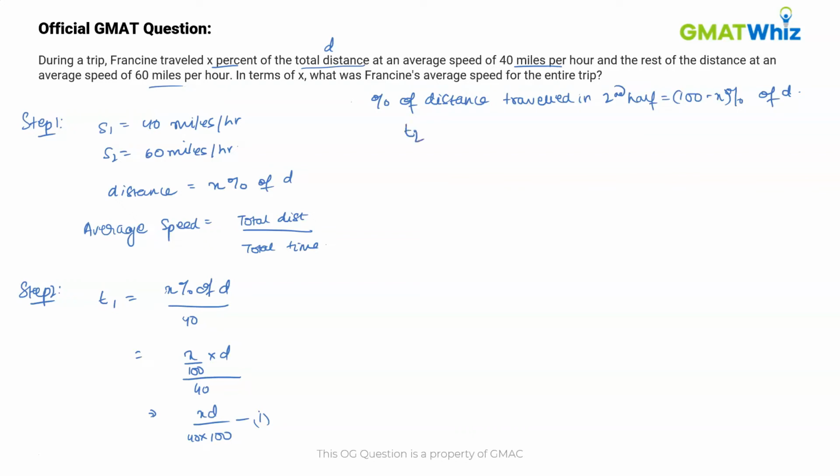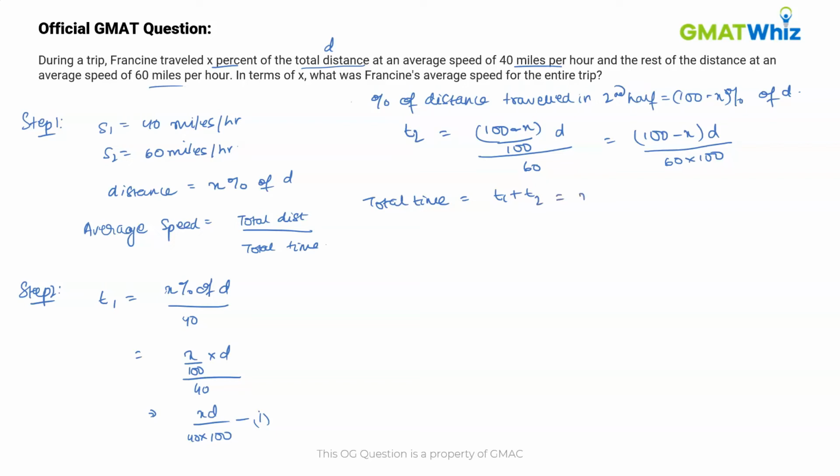Then if we denote the time taken by Francine to cover the second half of the trip by t2, then t2 will be equal to 100 minus x by 100 times d divided by the speed, which is 60 miles per hour. This gives us 100 minus x times d divided by 60 times 100. Thus the total time will be equal to t1 plus t2.